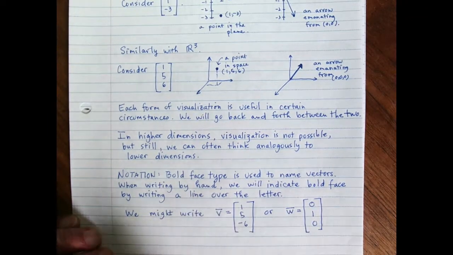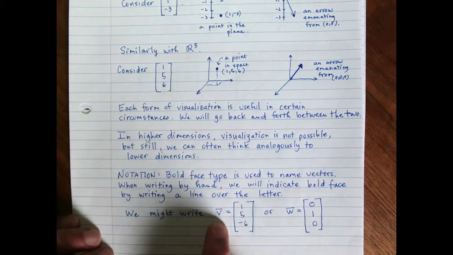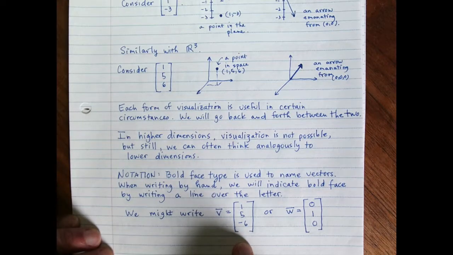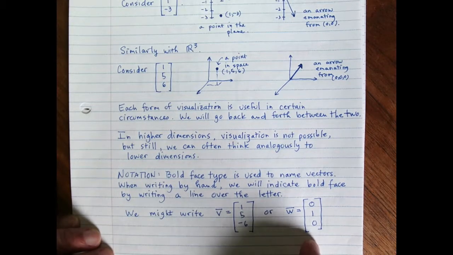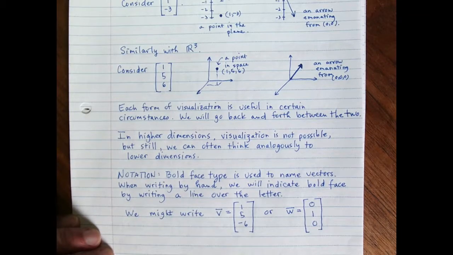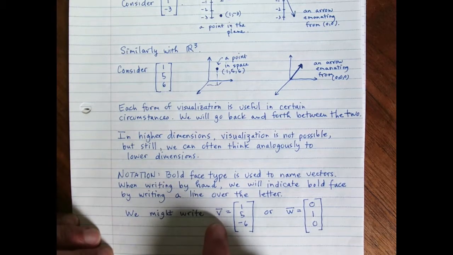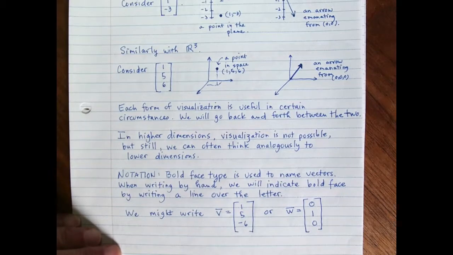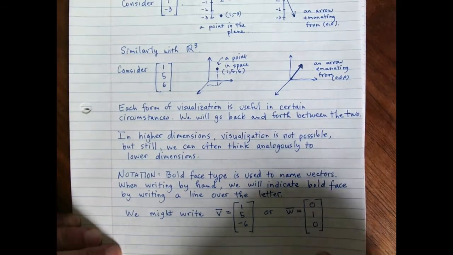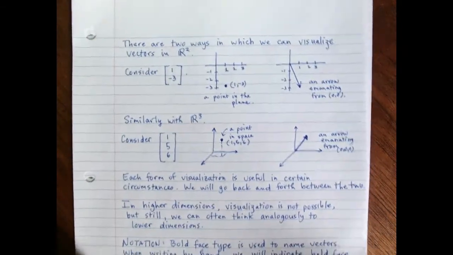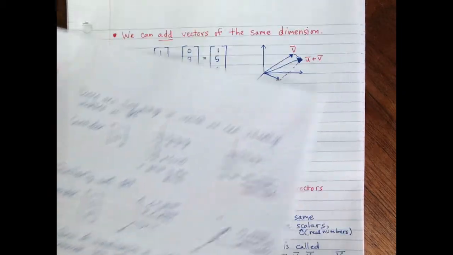Notation, boldface type, is used to name vectors. When writing by hand, we will indicate boldface by writing a line over the letter. So we might write V with a line over it is the vector 1, 5, negative 6, or W with a line over it is 0, 1, 0. Sometimes people write an arrow over the letter. I'm not going to use the arrow notation. Just a line over the V, line over the W is a way to indicate we have a vector that would be in boldface in our textbook.